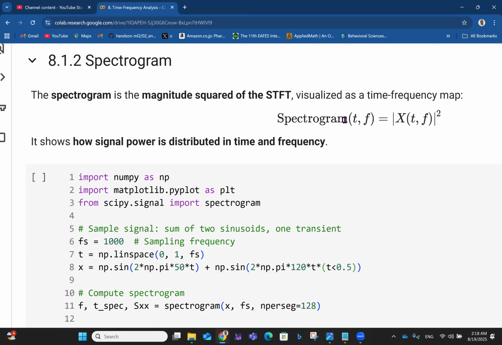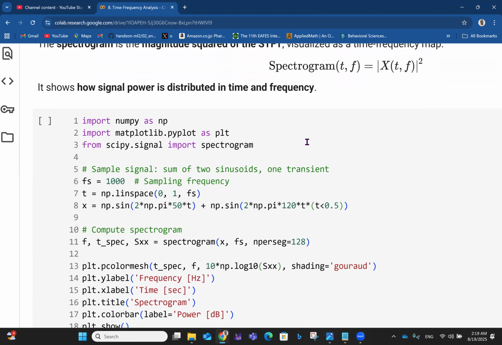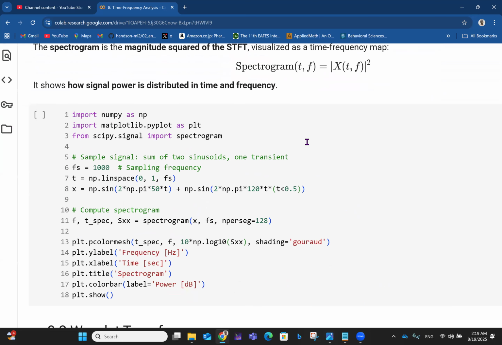So the spectrogram of t, f, given a particular time and frequency, is equal to the square of the absolute value of x of t, f. It shows how signal power is distributed in time and frequency. And how do you draw a spectrogram? That's what this Python code is about.